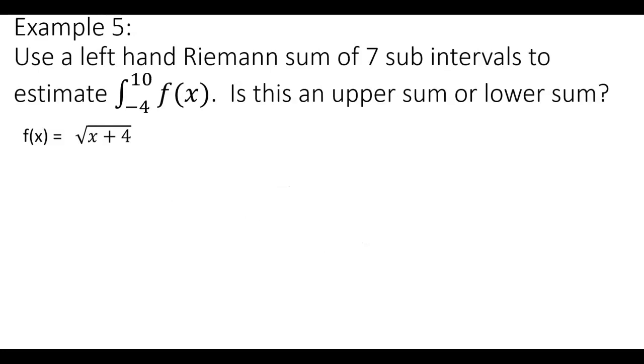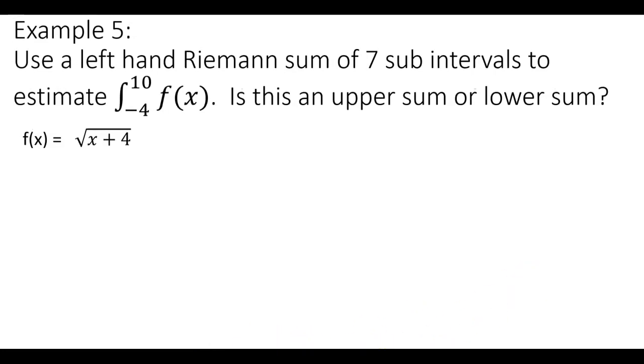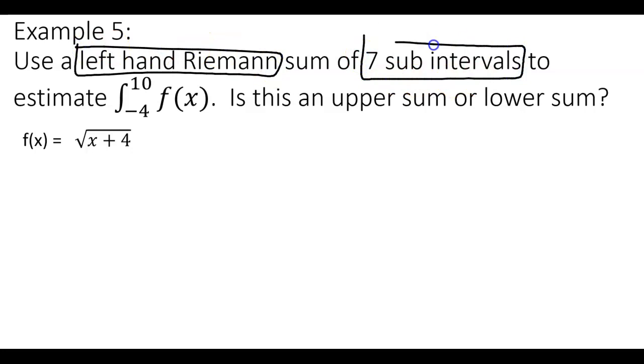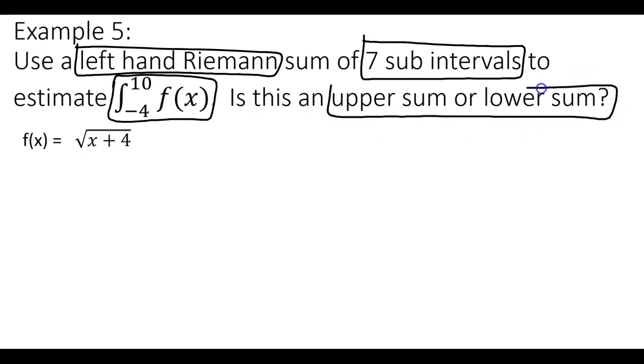Now this question, I don't see this almost ever on the AP exam, but I did include a homework question like that, and it's possible to ask a question like this, so I figured why not, we'll go ahead and do it. But it's not a very important type of question, that's why I put it off till last. All right, so we're doing a left-handed Riemann sum of 7 subintervals to estimate this integral. They also want to know, is this an upper sum or lower sum? We'll see. If it's strictly increasing or decreasing, we can answer that, but it might not be strictly increasing or decreasing, so we'll see.